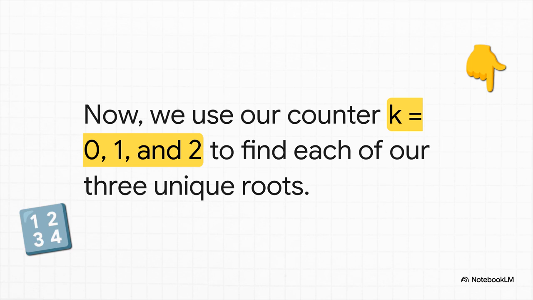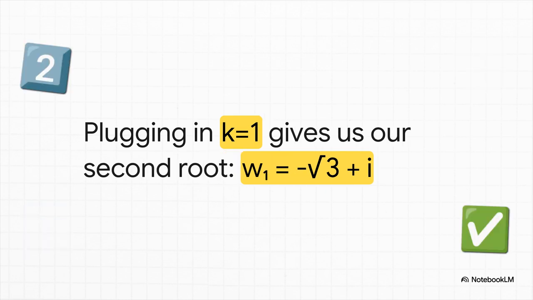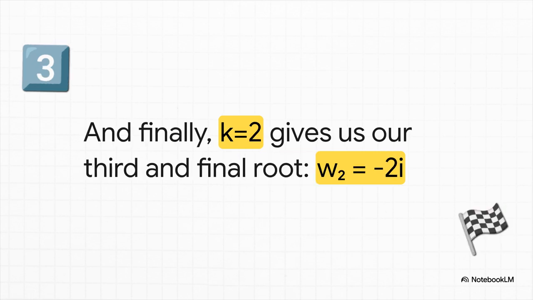Let's find them. First, we set k equal to 0, run the calculation, and boom, we get our first root, the square root of 3 plus i. Next, we let our counter tick up to 1, plug that in, and out pops the second root, negative square root of 3 plus i. And finally, we set k equal to 2, and we get our third and final root, negative 2i. And there you have it, our 3 distinct algebraic answers.